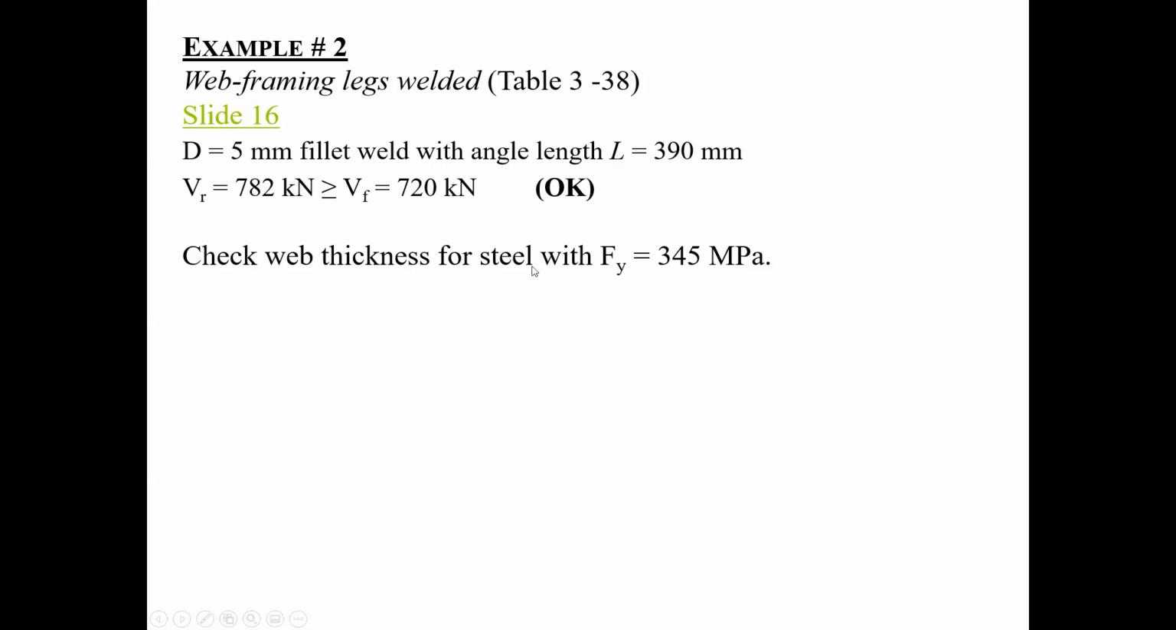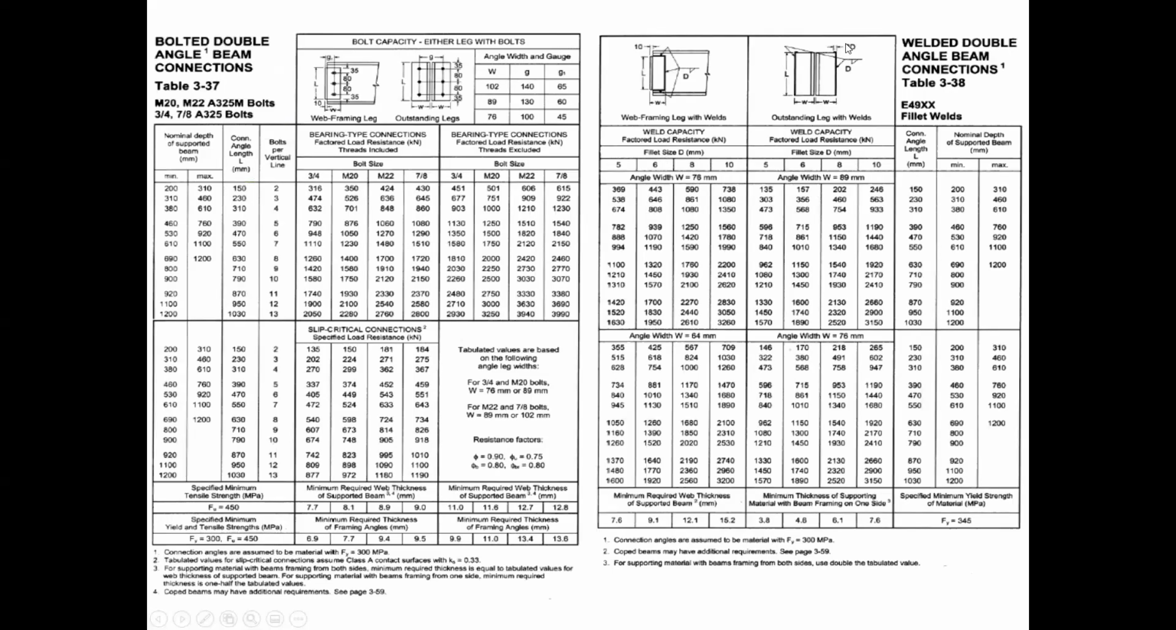Fantastic. Now check the web thickness. Now I go back. We were here. And therefore, a minimum required web thickness for supporting beam, this is where we were, is 7. So this is where I get the value. Once I've chosen this, I go straight down to the table, and all of these values in this column here apply for this one here.